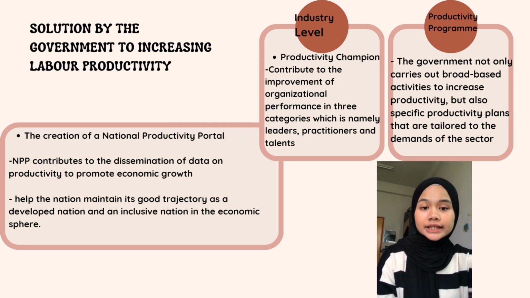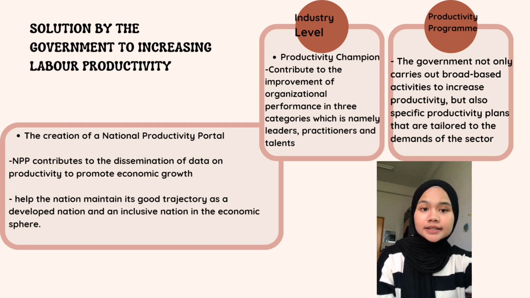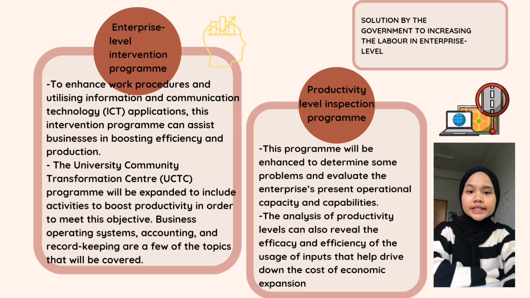In order to improve labour productivity, the government has also modified the productivity program at the industry level. This is true because the government not only carries out broad-based activity to increase productivity, but also specific productivity plans that are tailored to the demands of the sector. The government also employs strategies, one of which is the introduction of an enterprise-level intervention program. By enhancing work procedures and utilizing information and communication technology (ICT) applications, this intervention program can assist businesses in boosting efficiency and production. The University Community Transformation Centre (UCTC) program will be expanded to include activity to boost productivity in order to meet this objective. Business operating systems, accounting and record keeping are a few of the topics that will be covered.